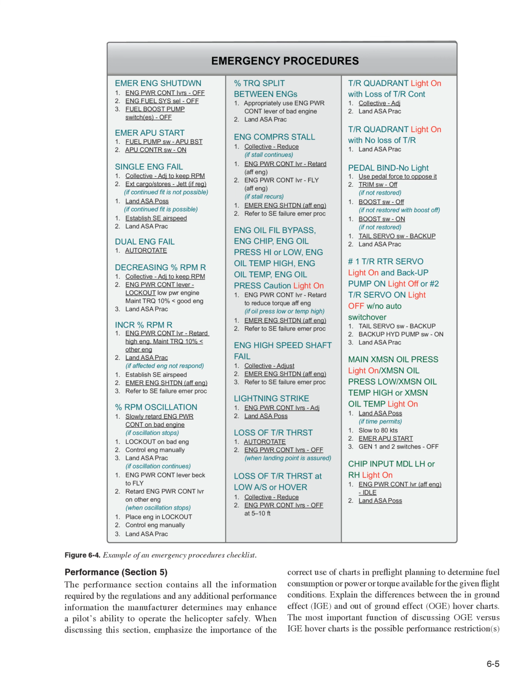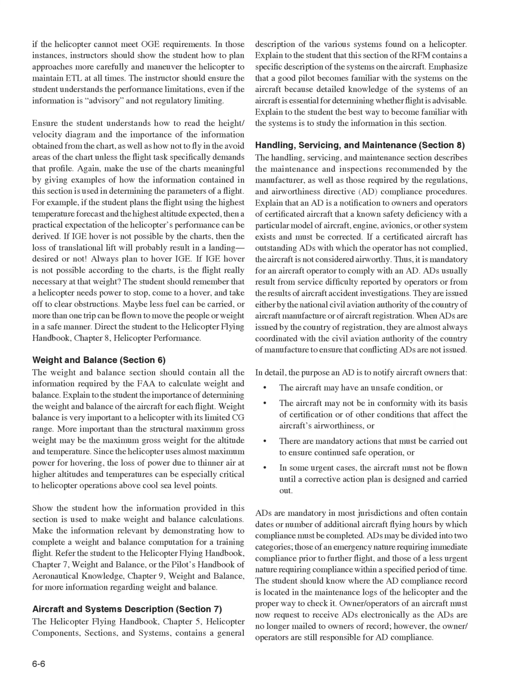When discussing this section, emphasize the importance of the correct use of charts and pre-flight planning to determine fuel consumption or power or torque available for the given flight conditions. Explain the differences between the in-ground effect, IGE, and out-of-ground effect, OGE, hover charts. The most important function of discussing OGE versus IGE hover charts is the possible performance restrictions if the helicopter cannot meet OGE requirements. In those instances, instructors should show the student how to plan approaches more carefully and maneuver the helicopter to maintain ETL at all times.